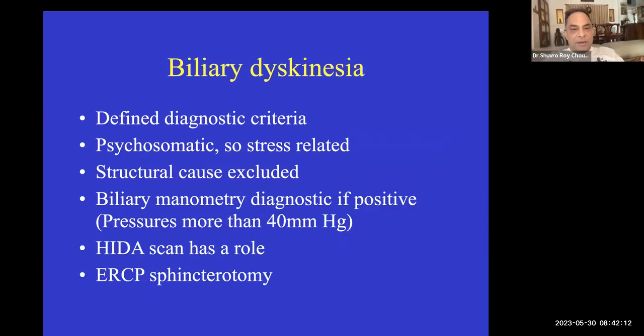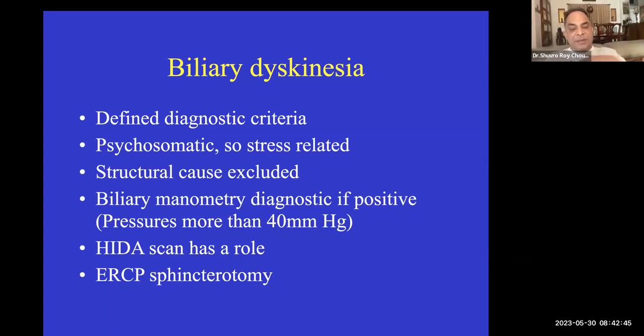Okay. Now, this can be because of type 1, 2, 3, right? So there are defined diagnostic criteria. It can be psychosomatic, but our job is to exclude a structural cause. So the gold standard test is a biliary manometry. If more than 40 millimeters, it is diagnostic. Now, things like an active excretion of the bile duct, for example, a HIDA scan, can have a diagnostic impact. CT cholangiography, nowadays we have got Primovist MRI.